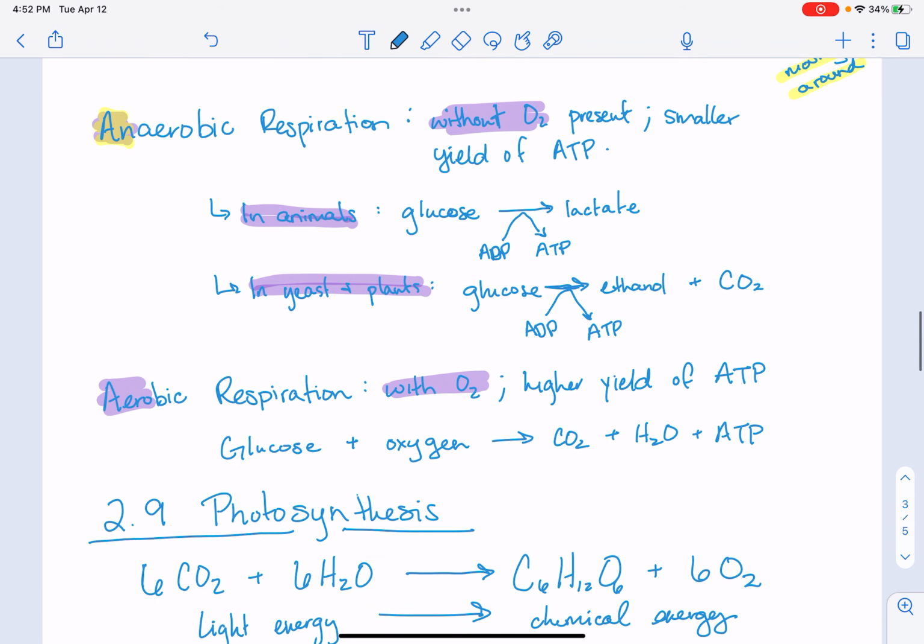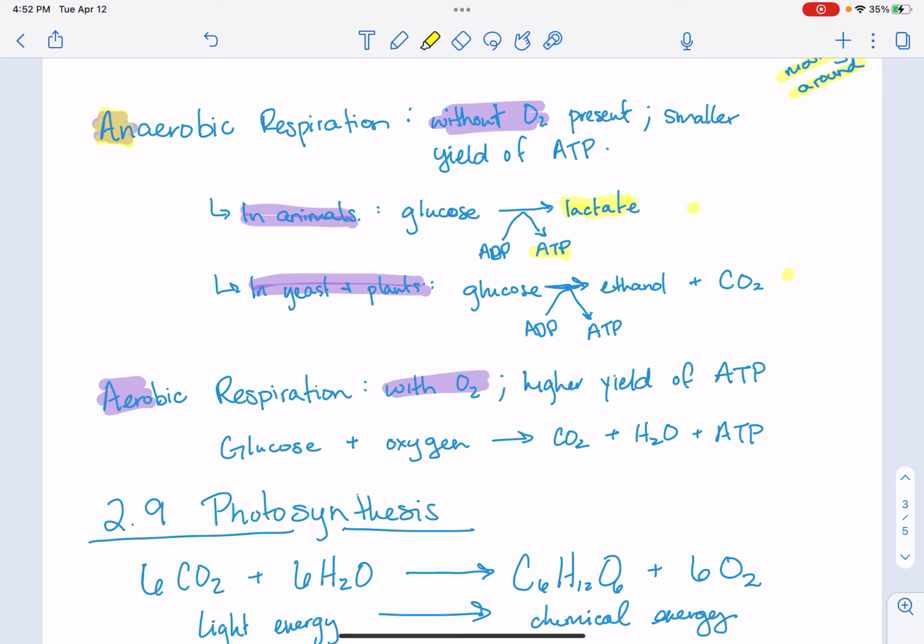You need to know the difference between animals and yeast and plants. So in animals, glucose is broken down into lactate. Again, ATP is still created. But in yeast and plants, the glucose is broken down into ethanol and CO2. So you do need to know the difference. And one of the things that IB wants you to know is this idea of lactate.